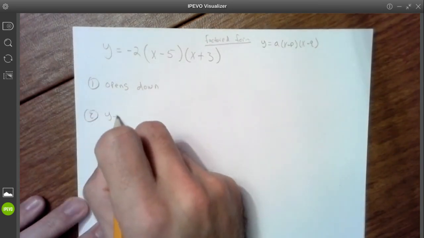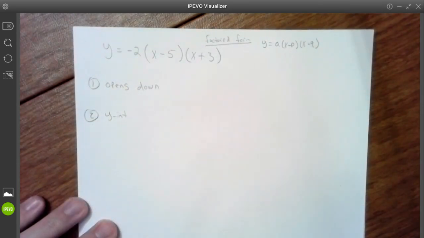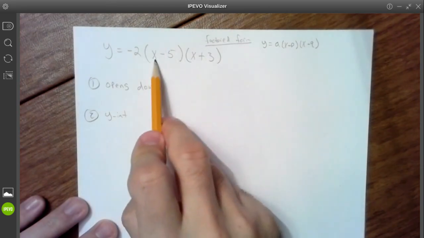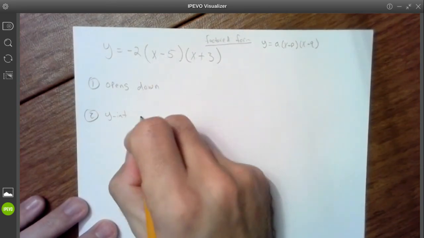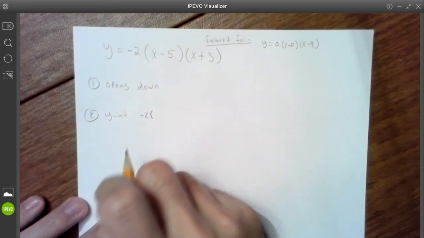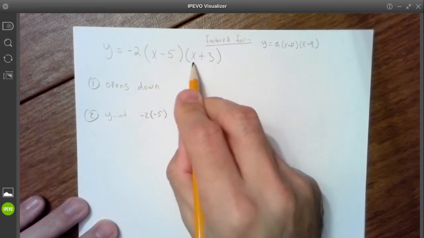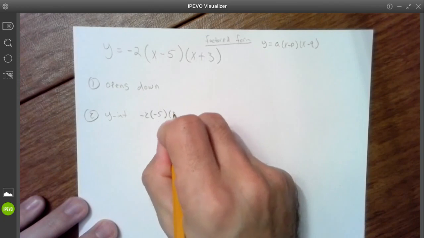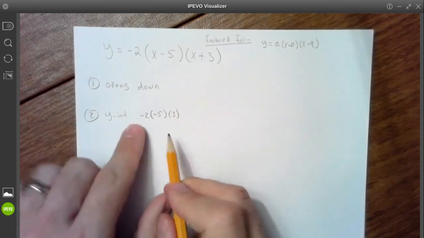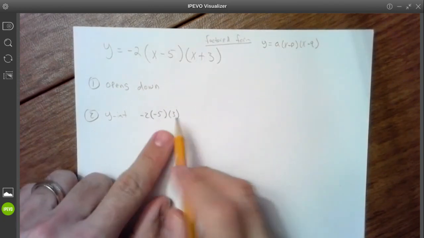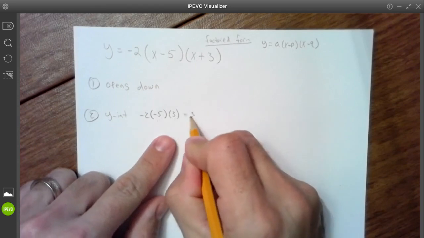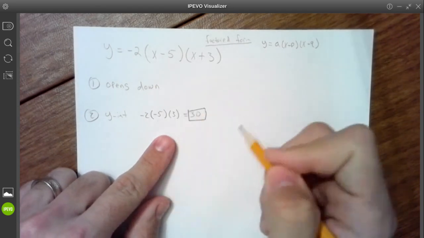Okay, we'll do the y-intercept. All right, for the y-intercept, we're just going to plug in 0 for these x's. So it's going to be negative 2. We'll do 0 minus 5, so negative 5. 0 plus 3. And then we'll just work this out. This will be 10. 10 times 3 is 30. That's our y-intercept.